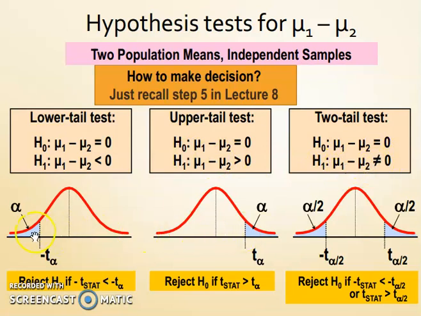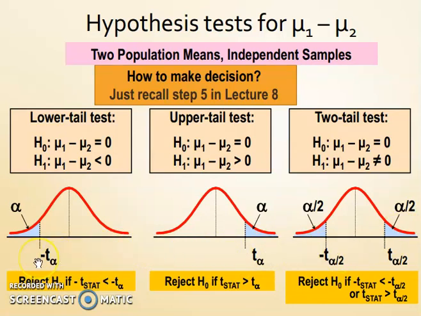This is the lower tail, the blue shaded area, which is the rejection region, and this is the rejection region for the upper tail, and this is the rejection region for the two-tailed test. You see, this one we're going to use alpha, this one we're going to use alpha, but this is alpha over 2 and alpha over 2. So the critical value is going to be the same.